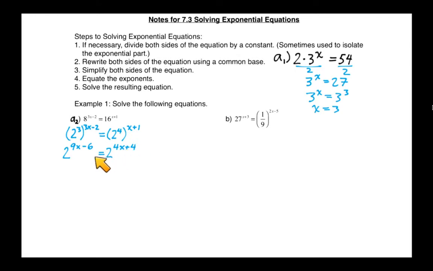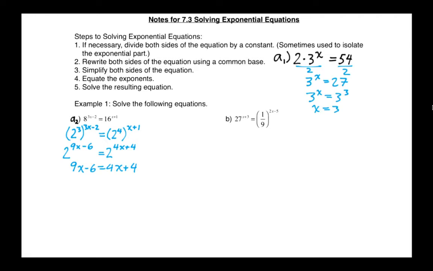And at this point, you should recognize we have 2 as the base, 2 as the base. Those two parts are equal. Therefore, the exponents must be equal to each other. So step 4 is a natural step to say, let's equate the exponents now. So the 9x minus 6 must be equal to the 4x plus 4.